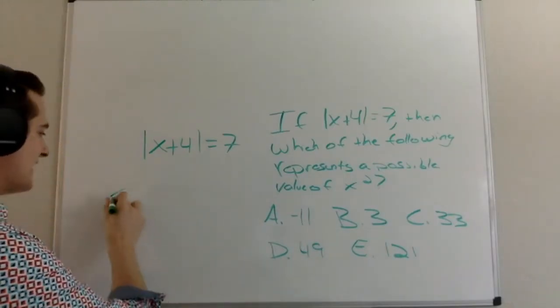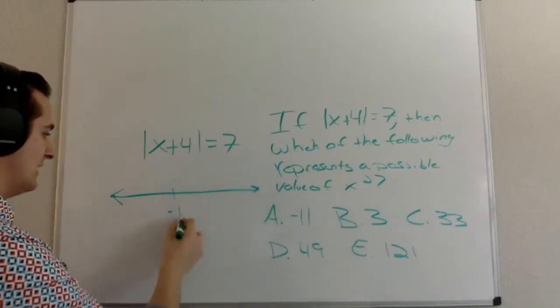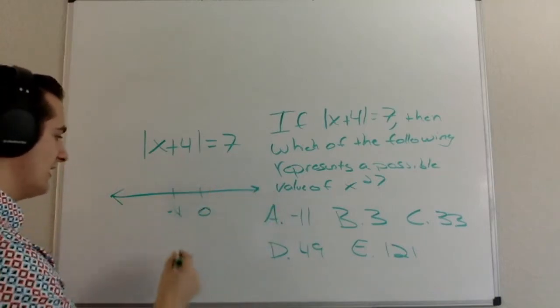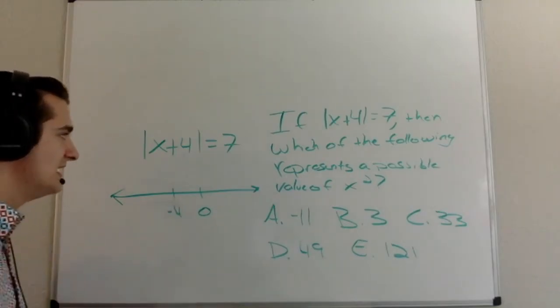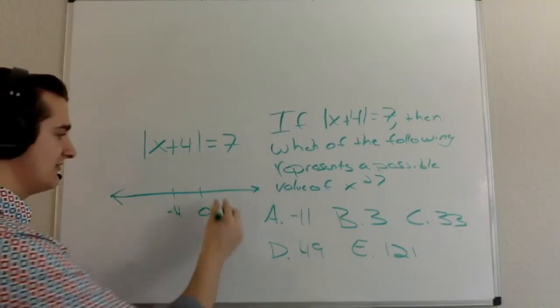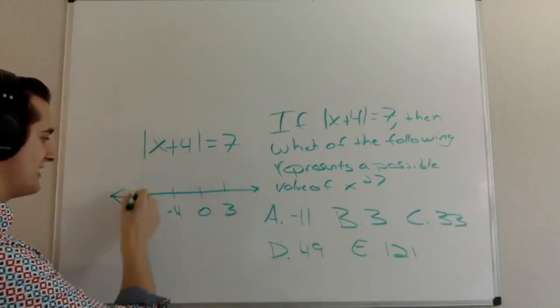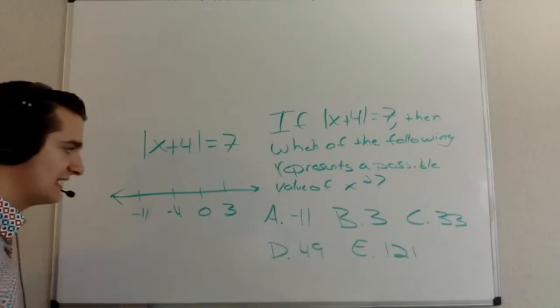Well, if I think about that on a number line, I have -4 here, I have 0 here, and I know that the distance between x and -4 is 7. So if I go 7 to the right of -4, I'm going to get 3. If I go 7 to the left of -4, I'm going to get -11.